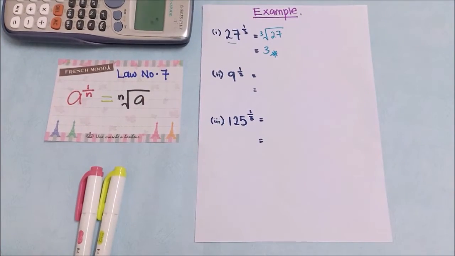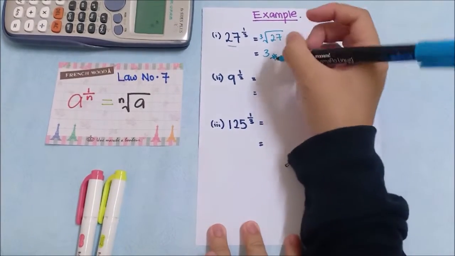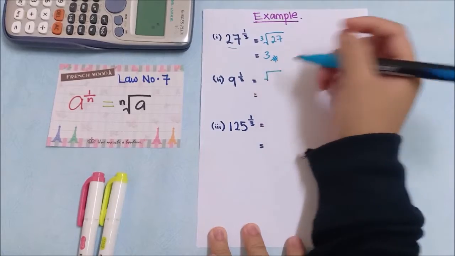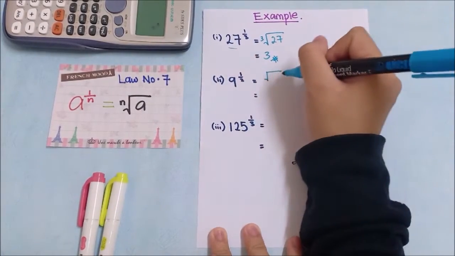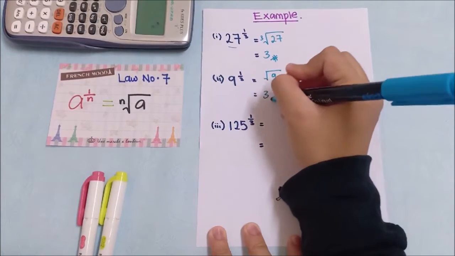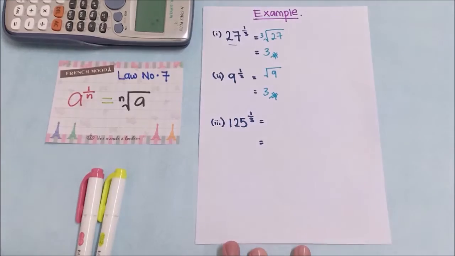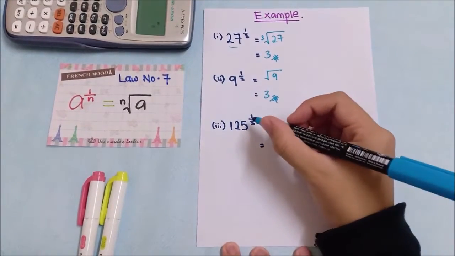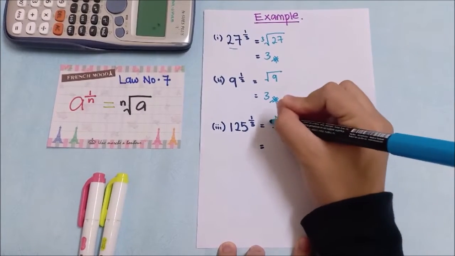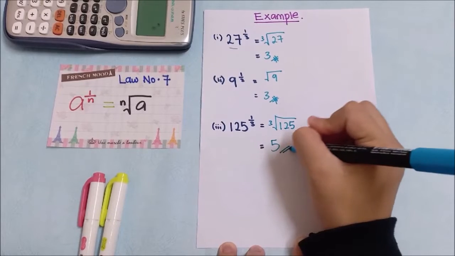Next, 9 to the power of 1 over 2. So we transform the 1 over 2 into the square root, and we put the 9 into the square root. So the square root of 9 is equal to 3. And the third example is 125 to the power of 1 over 3. So the cube root of 125 is equal to 5.